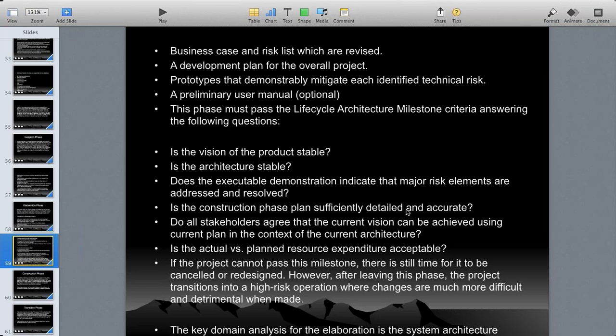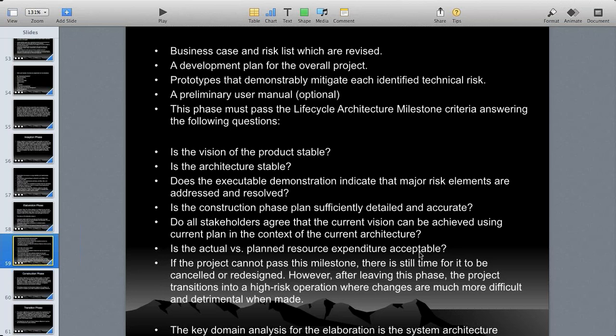Is the construction phase plan sufficiently detailed and accurate? Construction means the development and designing, all technology and everything is planned properly or not? Yes. Do all stakeholders agree that the current vision can be achieved using the current plan? Stakeholders, everyone, internal and external. Yes. Is the actual versus planned resource expenditure acceptable? Yes.